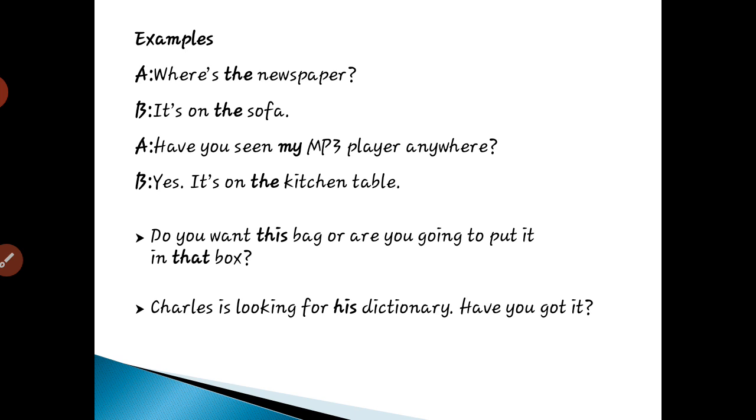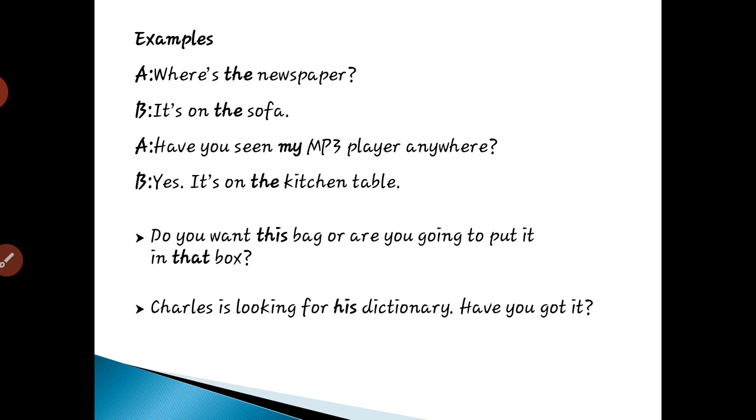We use this and these when the thing, that particular material, is near the speaker. And we use that and those when that thing is further away from the speaker. So here this and that are demonstratives.